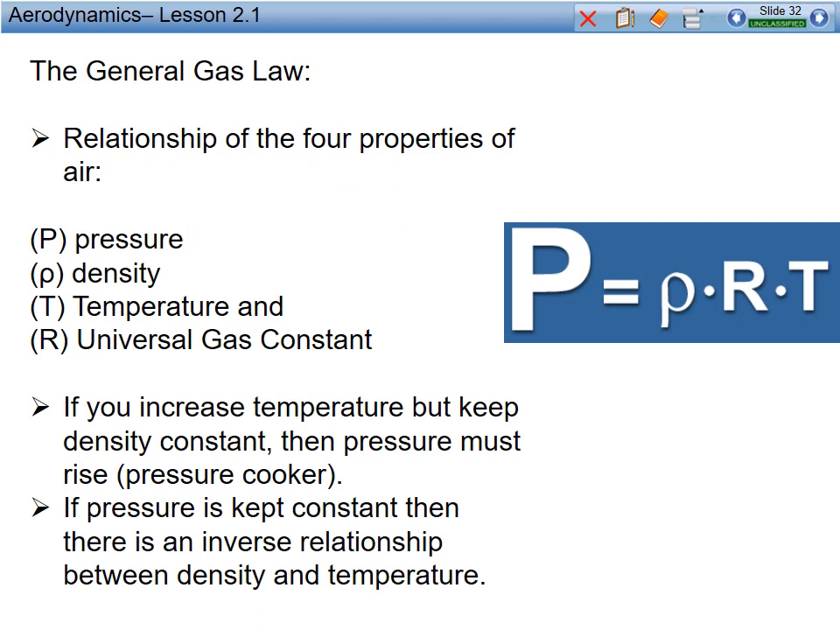The general gas law is a relationship of the four properties of air, which are pressure, density, temperature, and the universal gas constant. By the equation on the right-hand side of the screen, you can begin to make relationships between various properties. If you increase temperature but keep density constant, the pressure must rise. An example of this would be a pressure cooker. If pressure is kept constant, then there is an inverse relationship between density and temperature.